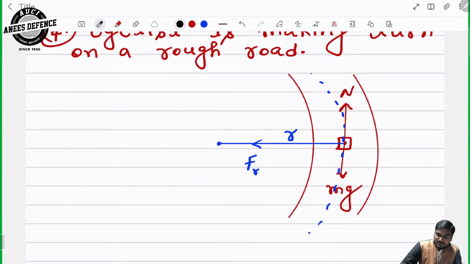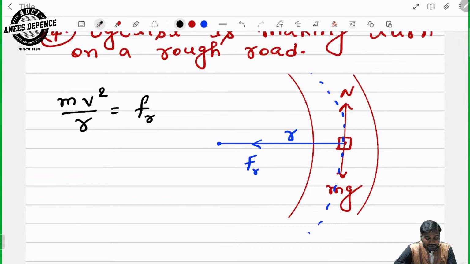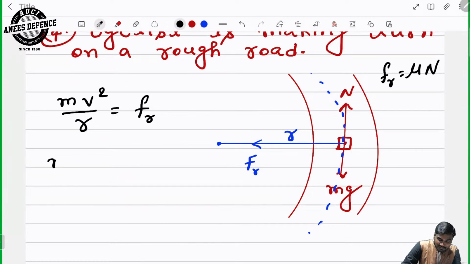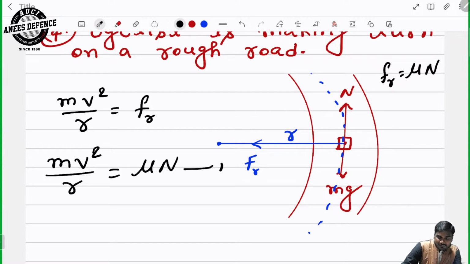So, centripetal force mv square upon r is equal to friction force, right? And you know friction force is... Don't know the value of friction force? Friction force is nothing but what? Mu into n. So replace that friction force by mu into n. You can write mv square by r is equal to mu into n. Equation number 1.